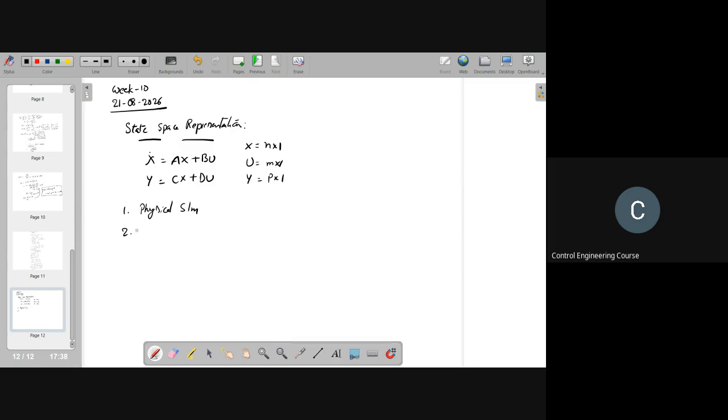And suppose the system is described in terms of differential equations, then how do you convert those differential equations into state space form? This is the second one, converting the differential equation to state space. And the third one is, suppose the given system is represented by a transfer function, then how do you convert that transfer function into state space form?